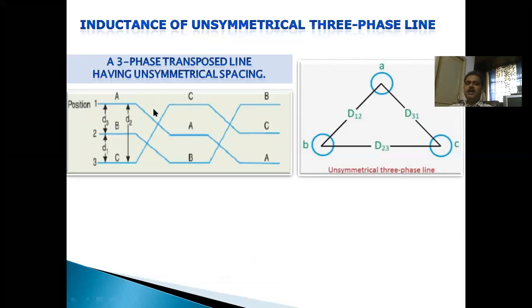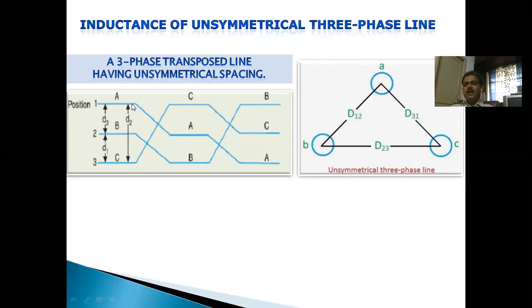Transposition means, since it is a three-phase system, there are three conductors. If we consider the length of the conductor to be some L meters, the total distance from the sending end to the receiving end is L. That is divided into three equal parts. If four conductors are there, that is a four-phase system, the length is divided into four parts. If there are six phases, the entire length is divided into six parts. Okay, so that is transposition.